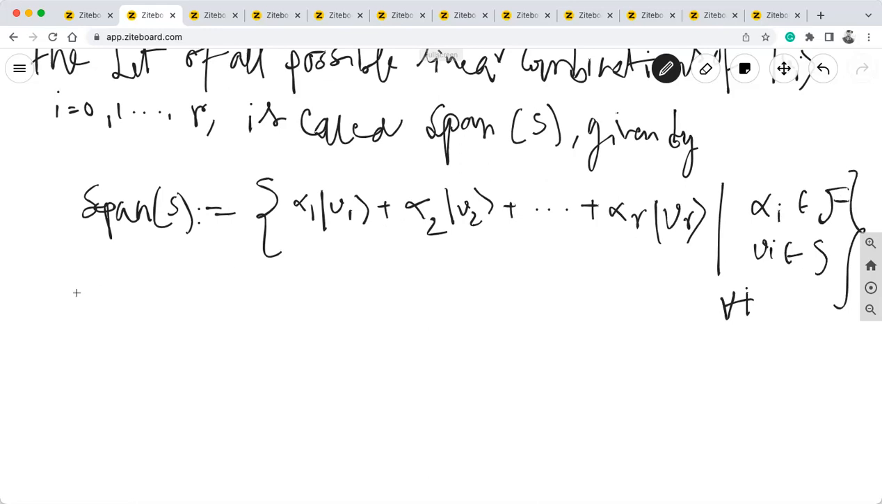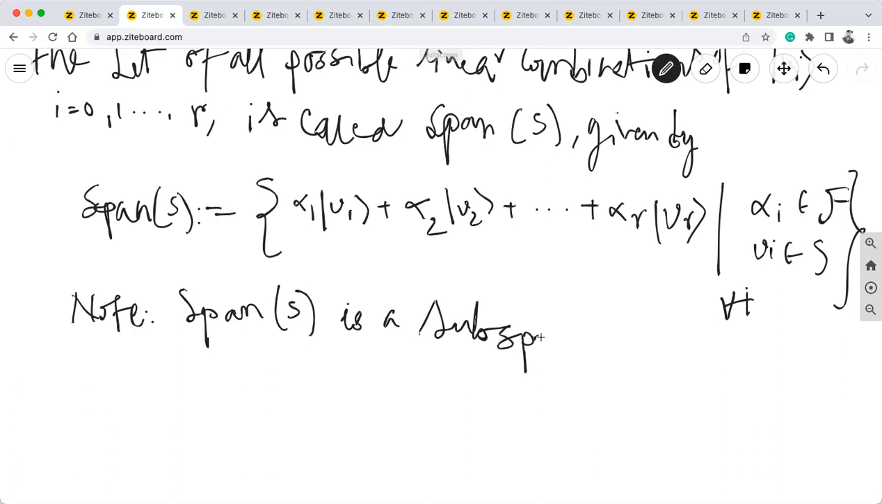So obviously, span of S is a subspace of capital V, as it is a linear combination of all elements which are the elements of the subspace S. Then their linear combination is also a subspace of V. I'm not giving you the proof. You can see it in the reference text.